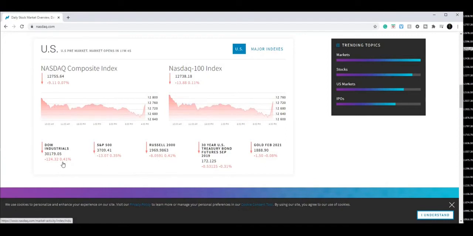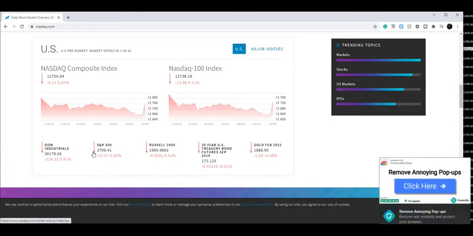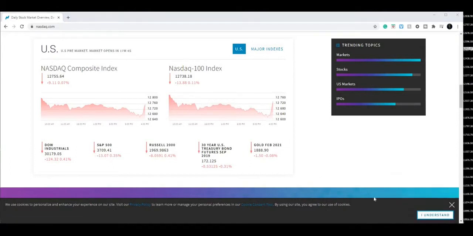Now most of you are familiar with S&P 500. Most of you trade SP 500, and most also trade Dow Industrials. Now these are the big boys, the main ones, the top 5 of Nasdaq. So Dow Industrials is falling, S&P 500 is falling, Russell is falling, 30 years US Treasury is falling, gold Feb 2021 is also falling. So what it's telling us is that price is going down. That's all you need to know for this day.